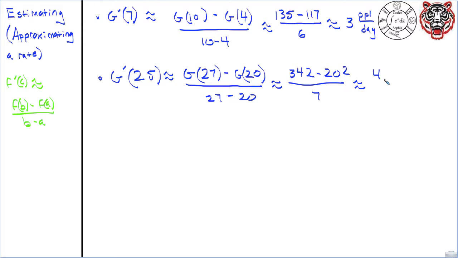Oh, that's not 40. What am I doing? That's 140. All right, did you get the answer that Mr. Sindel got? I got 20.85. Maybe a subtraction problem. 342 minus 202, is that what you got for your numerator? All right. What's that number?